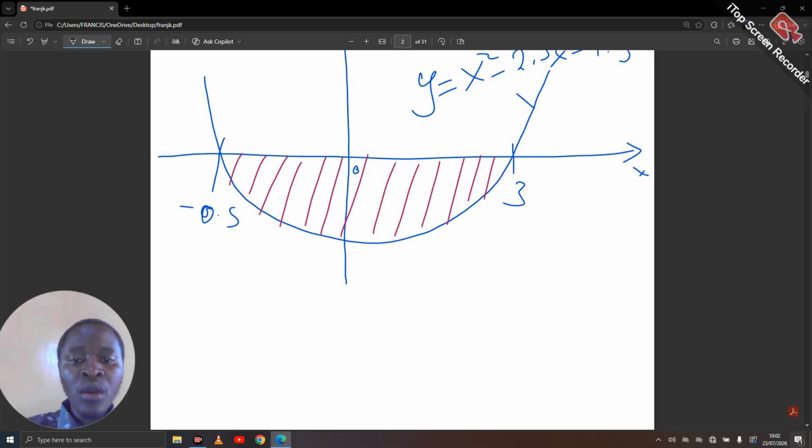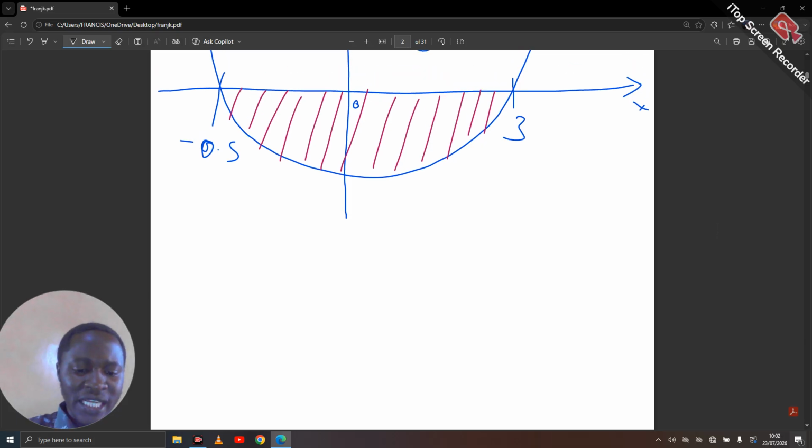Now, we are integrating. Remember, the question reads: calculate the area of the shaded figure below. If you look at this keenly, this is one body, or one full graph, the curve itself. So to integrate, you start from a smaller value moving to a bigger value.